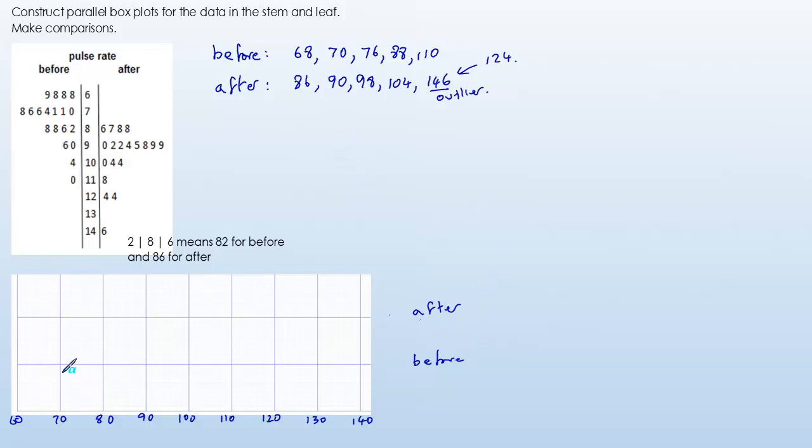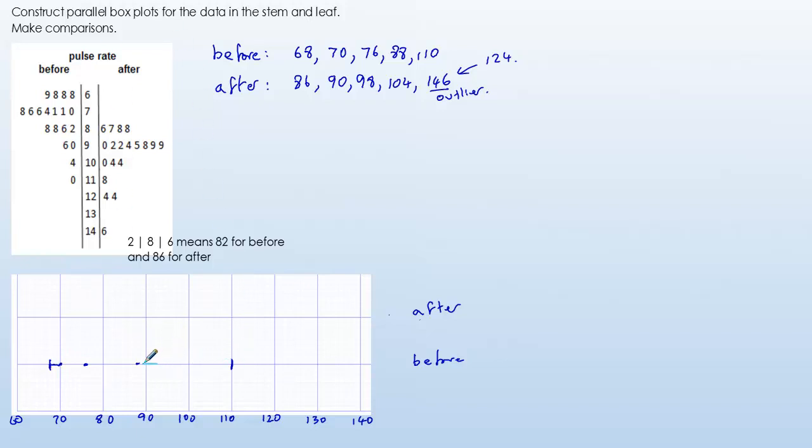So before 68, so that's going to put us about there. Then 70 for the lower quartile, then 76, 2, 3, 4, 5, 6. It's quite hard to see the squares, so if I don't get them exact, don't worry too much about it. 88 is going to be about there, and then we've got a highest of 110. That's a nice easy one to see. So let's draw the box plot.